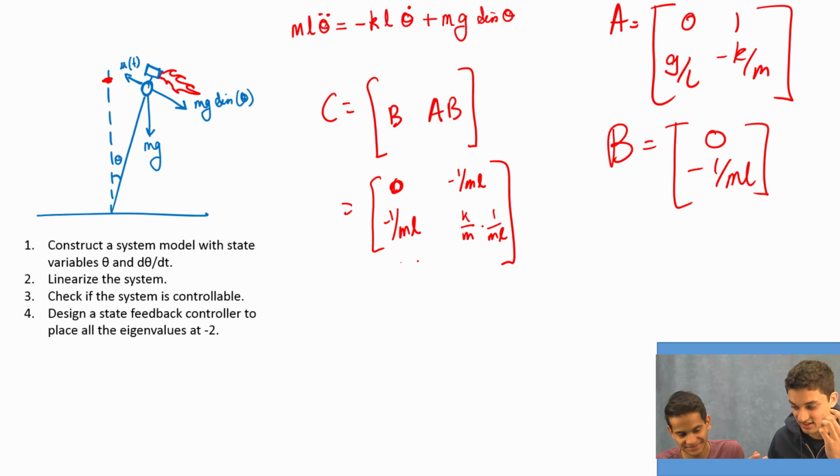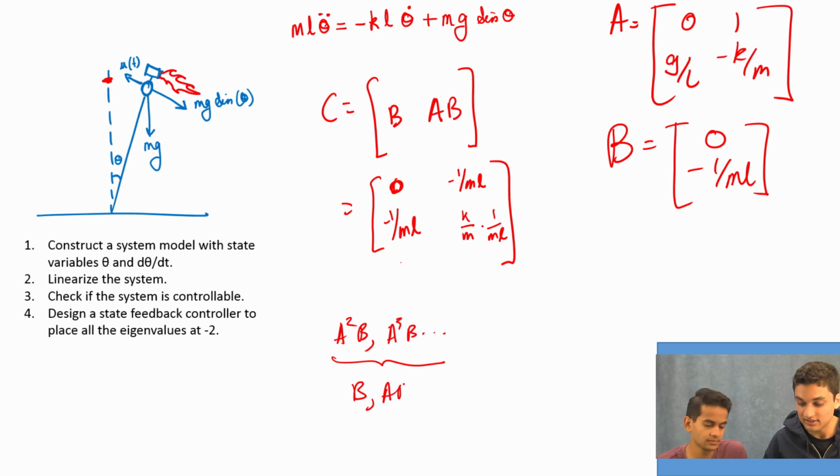And just to remind you, the reason why we only go to B and AB and not any further is because of a theorem called Cayley-Hamilton, which says that A squared B, A cubed B, and so on can be written as some linear combination of B and AB. So if you're working in n dimensions, you only have to go B, AB, and so on up to A to the n minus 1 B. Yep. Cool? Awesome.